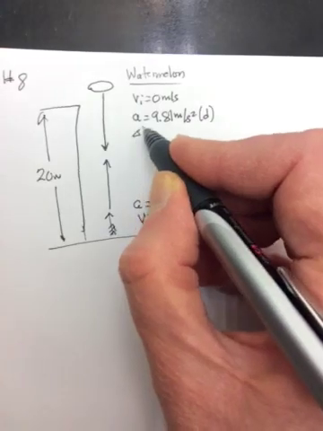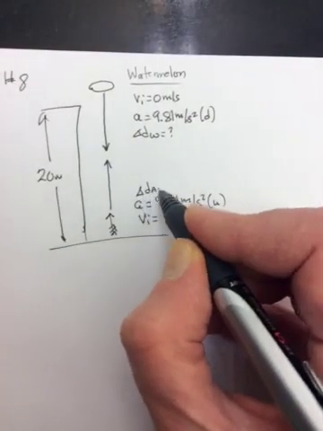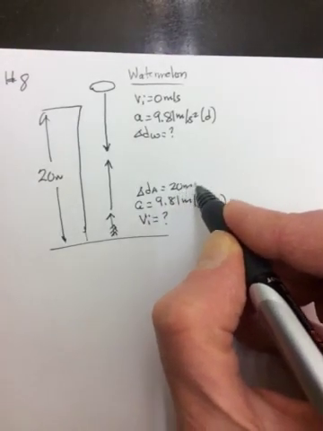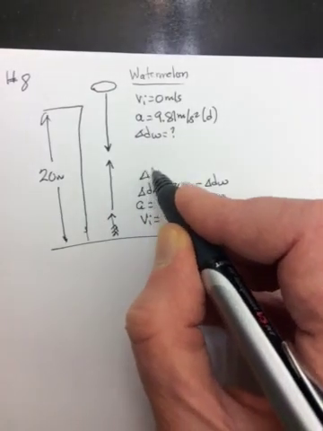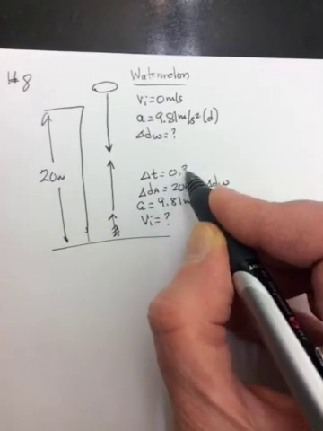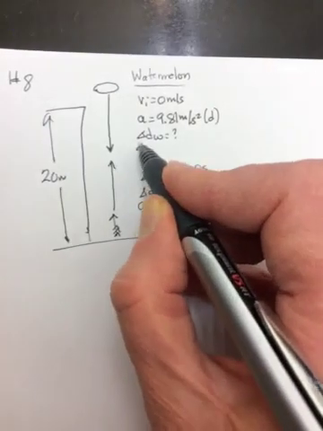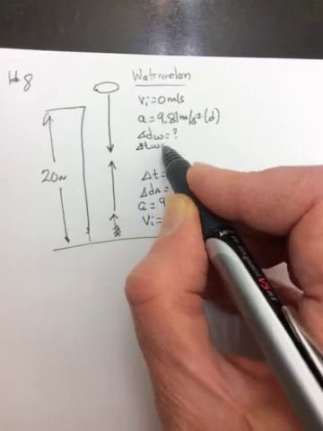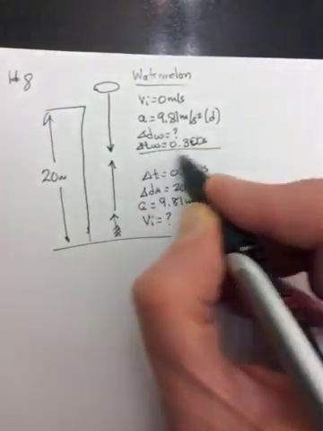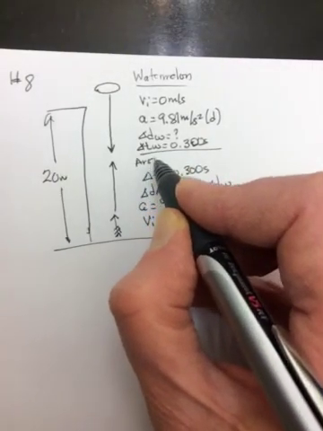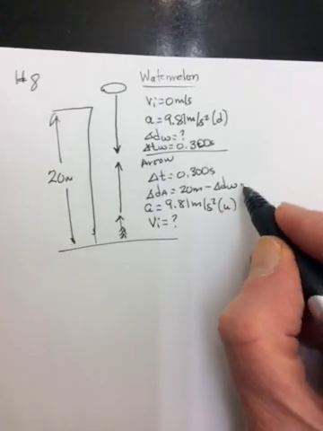So whatever the delta D of the watermelon is, the delta D of the arrow will be 20 meters minus that. And it tells us it takes 0.3 seconds for the arrow to hit the watermelon, which means the arrow is moving for 0.3 seconds, and the watermelon is too. Okay, so this is the arrow. And the question wants to know, what is the VI?